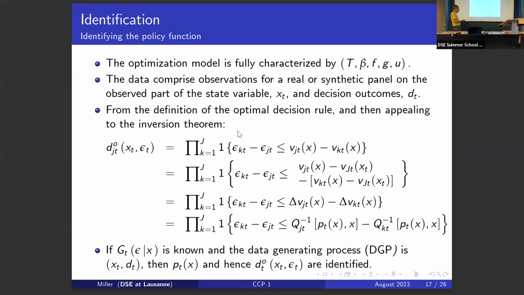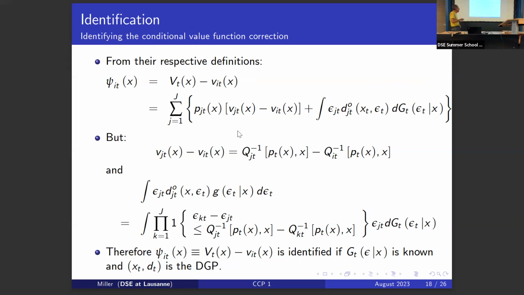Sorry, let's keep moving here. But let's look at this. V_j minus V_i is just the Q stuff, which depends on the P's. Let's look at this guy. Let's expand out the epsilon k's. We've already seen this from the previous slide, that just depends on the P's too. So, given X, given T, given G, this thing just depends on the conditional choice probabilities. It's identified. So that is the beginning of the answer.